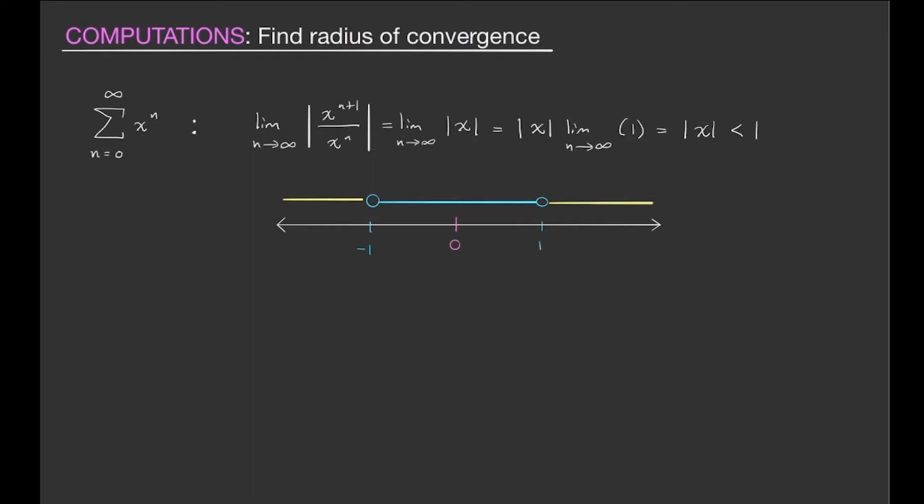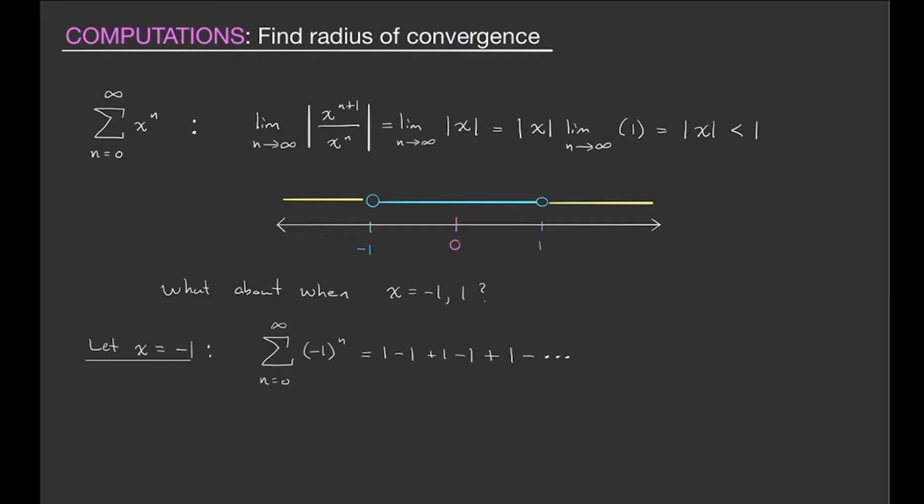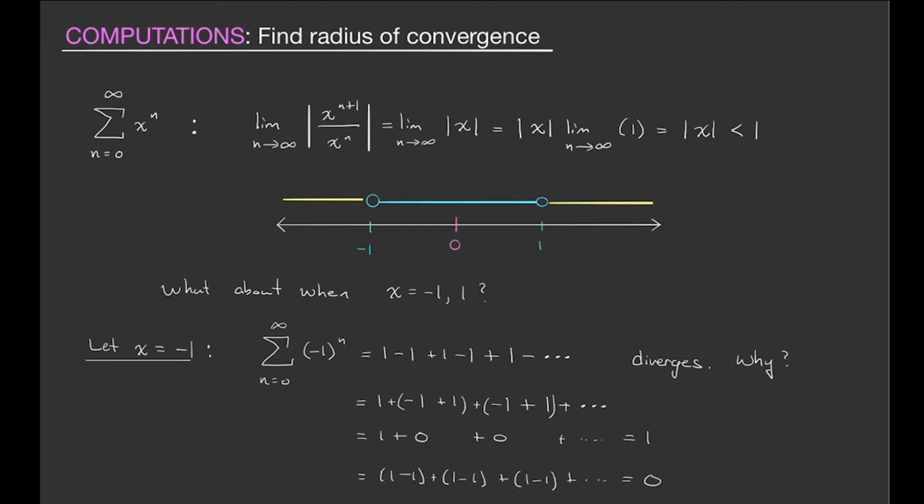And now the only question is, what is happening at these two endpoints? Let's let x be equal to -1. Substituting that into the series, what we get is something like this. Now this is a divergent series because you can group the different elements, and what you get are different values depending on how you group them. So for instance, we can get a grouping like this, and that'll give us 1. Another grouping will give us 0. And since we don't get the same thing, we have a divergent series.